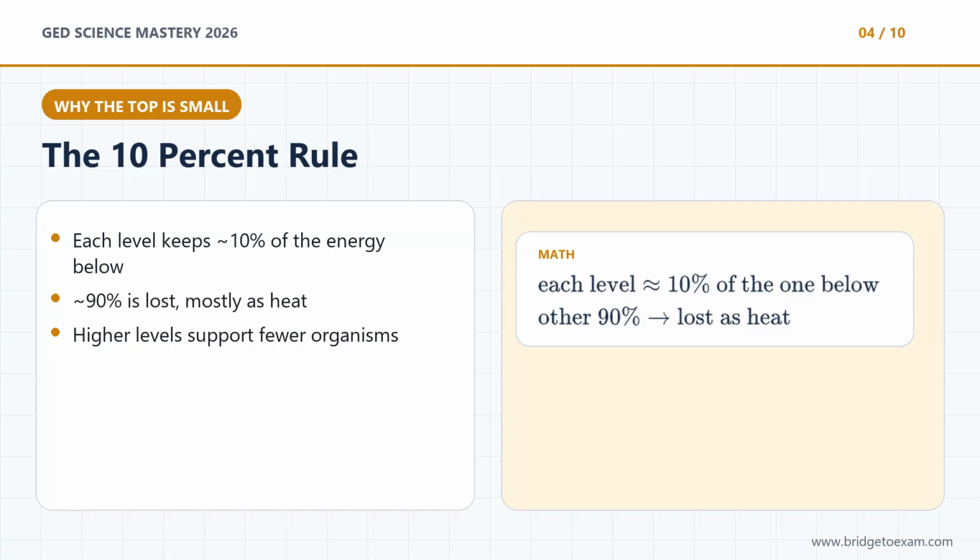Here is the rule that unlocks the energy pyramid. Each step up keeps only about 10% of the energy from the level below. The other 90% is lost, mostly as heat, as organisms move, grow, and stay warm. So if producers captured 10,000 units of energy, only about 1,000 reach the next level, and only 100 the level after that. Because the energy shrinks so fast, the higher levels can support fewer and fewer organisms. That is why the pyramid is wide at the bottom and narrow at the top.